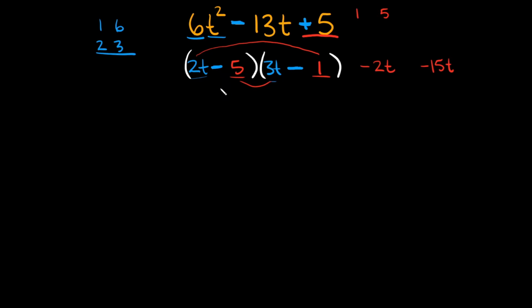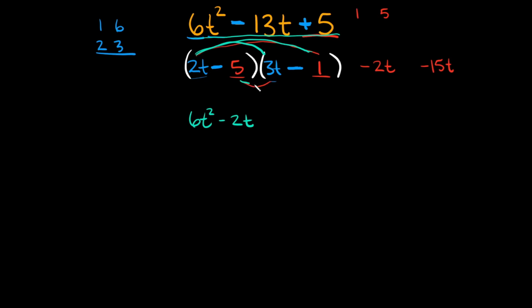Okay, so again, let's try foiling this and see if we get back to where we started from right up here, okay? So foiling this, we're gonna go first, so 2t times 3t, that's equal to 6t squared, right? And then outer, so 2t times negative 1, that's equal to negative 2t, so minus 2t.